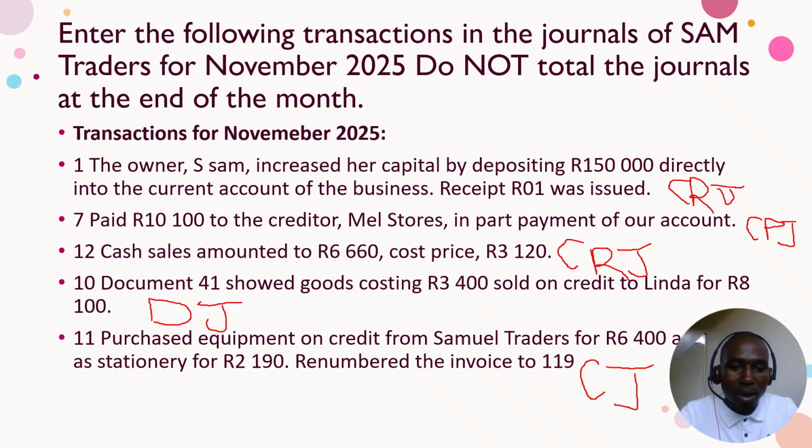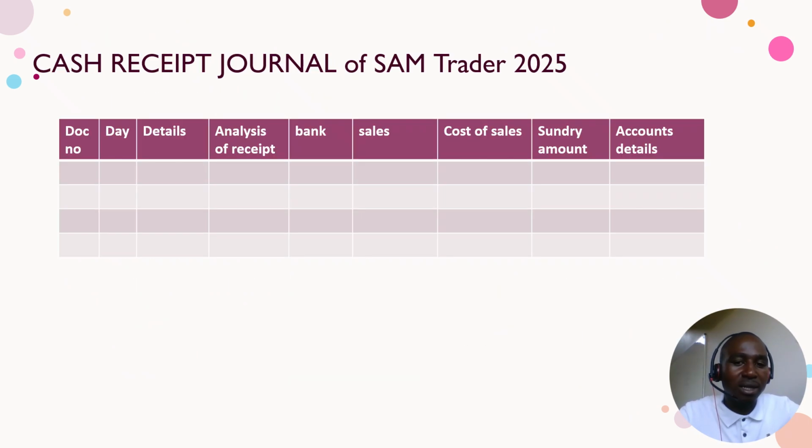Now let's go to our CRJ and see the structure of our CRJ and how we can record transactions number 1 and 3. This is the structure of our CRJ. We have a document number, a day, details, analysis of receipts, bank, sales, cost of sales, and sundry accounts.